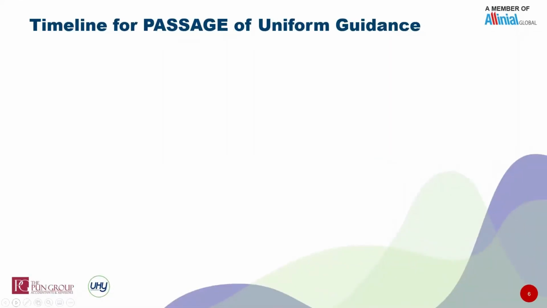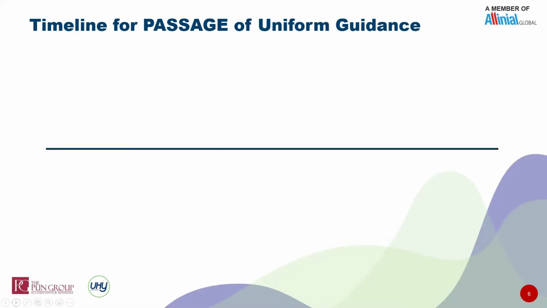Really, the timeline for passage of uniform guidance started many, many years ago. And back in the early days, before many of us were out of school, in 1970, they had OMB 889, which was really the Federal Domestic Assistance Program information. After about 10, 15 years, things kind of heated up in the federal granting.